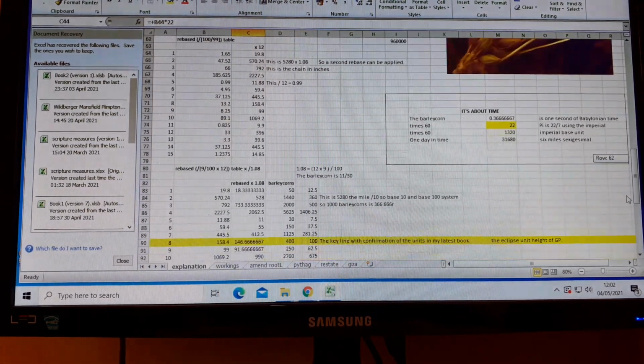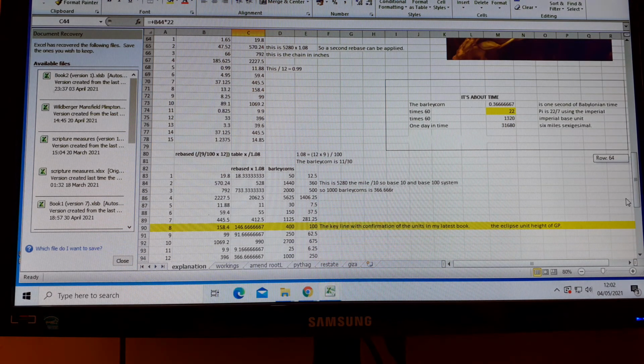And we can see here the barleycorn is 0.3666. It's 11 over 30. It's 1 second in Babylonian time. And we're talking about the distance between Old Sarum and Stonehenge being 6 miles. Well, when we're using that unit, we multiply it by 60, we get 22. We multiply it by 60 again, we get 1320. Multiply it by 24, we get 31680. That's 6 miles in feet. And this is Plimpton 322.